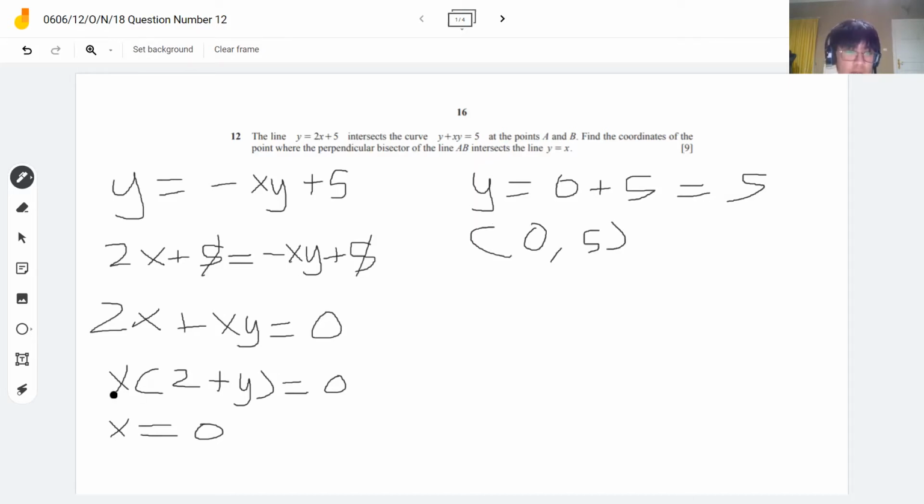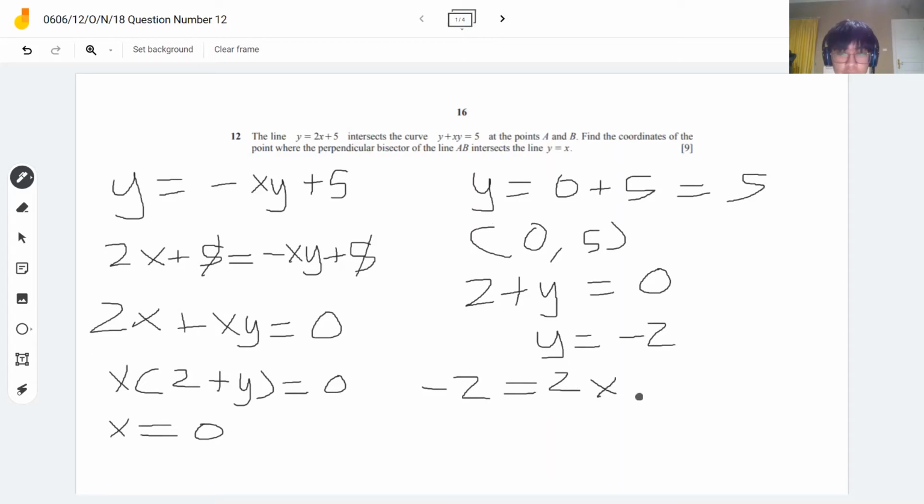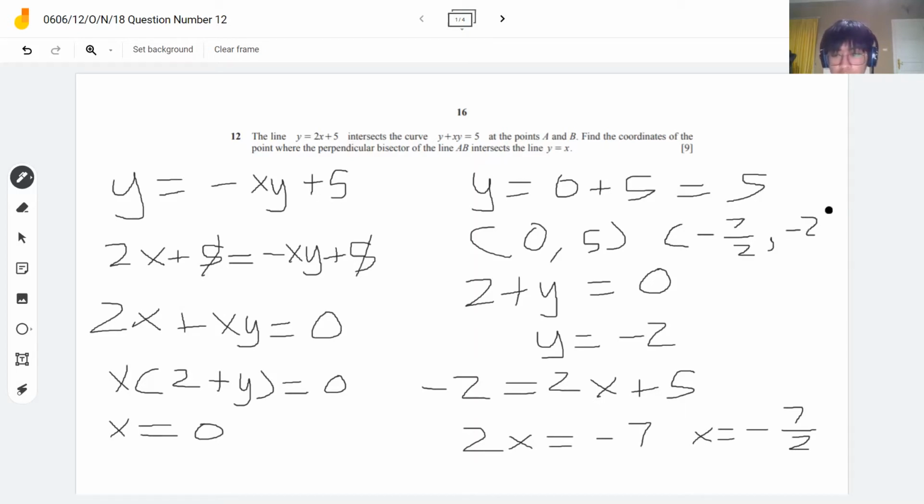Now you can do this the other way, which is to divide both the left side and right side by x. This will give you 2 plus y equals 0. Bring 2 to the other side, and you will get y equals negative 2. Substitute this in the original equation again. Negative 2 equals 2x plus 5. And you'll get 2x equals negative 7. X here is, of course, negative 7 over 2. So the coordinate of the second point is (negative 7 over 2, negative 2).